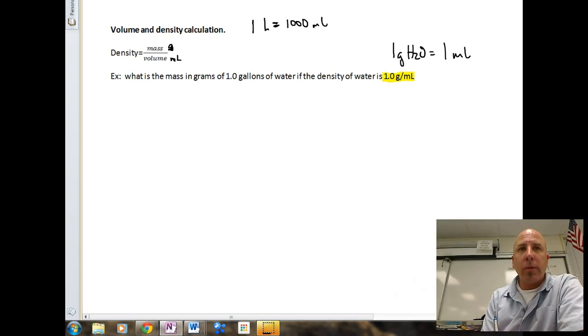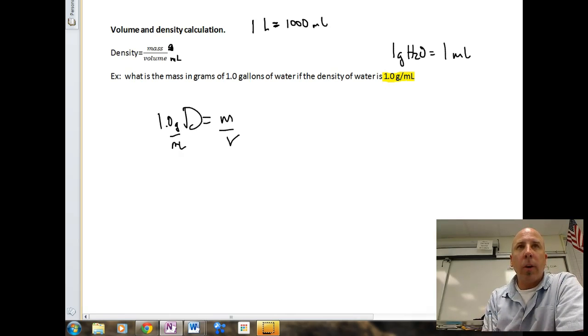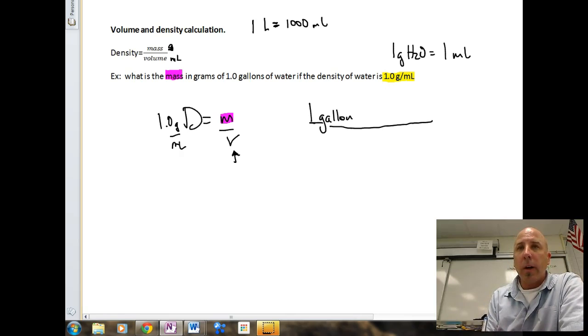So using the density formula, density equals mass divided by volume, it does tell us that we have a density of 1.0 grams per milliliter. And ultimately, what we're trying to find in this problem is mass. So if we can find the volume, we can plug volume in here and easily solve this for mass. And the problem is they gave us a volume in the wrong unit. They gave us 1 gallon of water. So we're going to use 1 gallon of water, and we want to convert this somehow into milliliters of water.